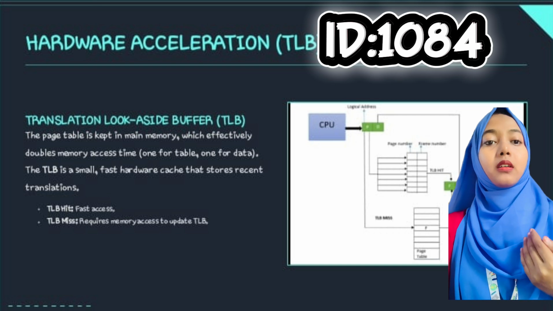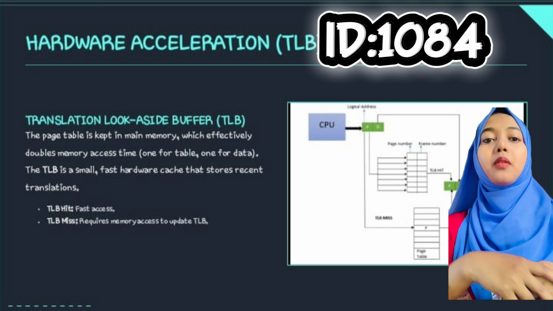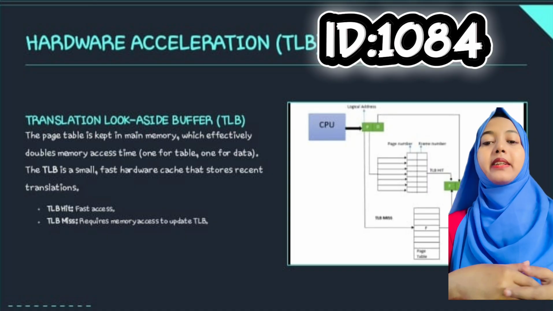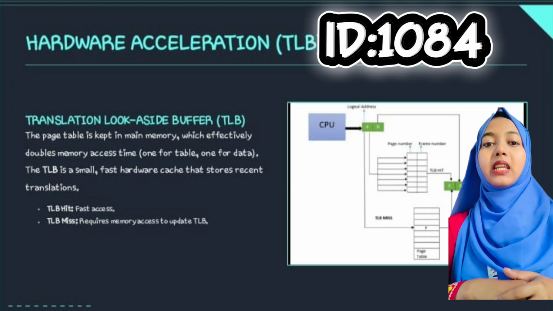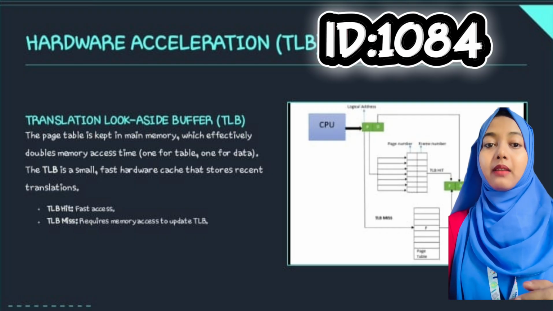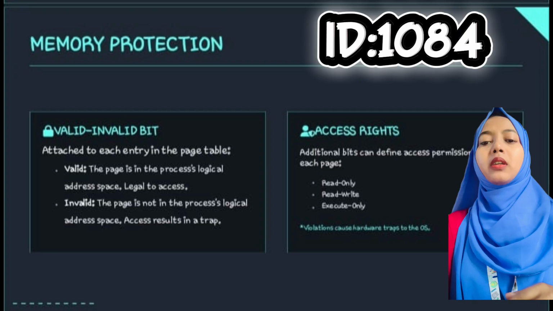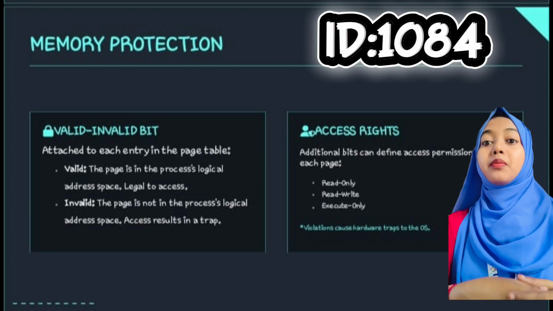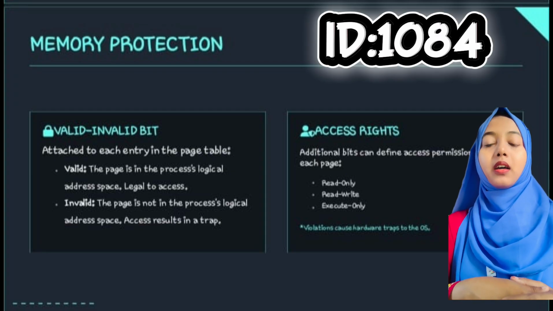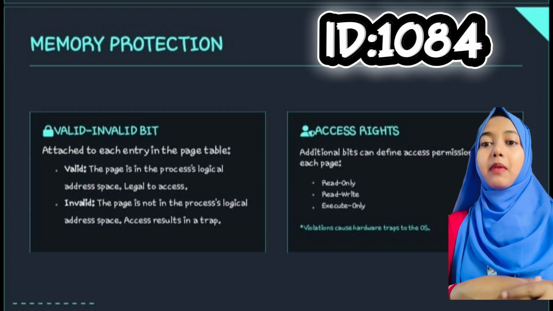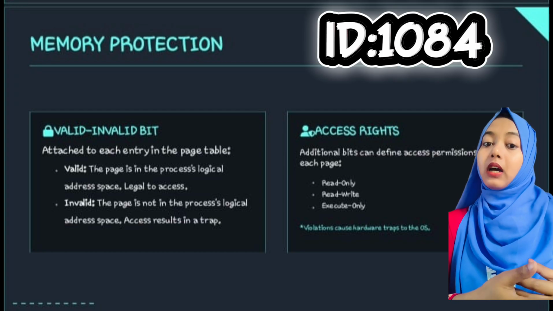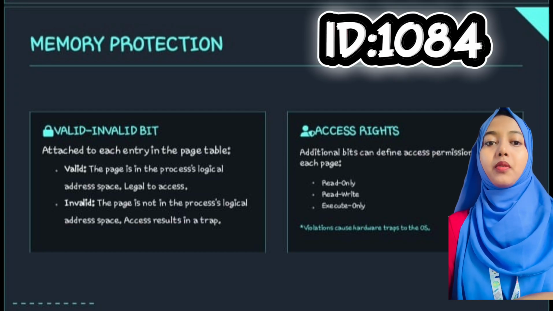To make it fast, we use a special cache table, the TLB. The TLB saves recent addresses. If the address is in the TLB, the CPU gets it quickly. This makes the computer very fast. And memory protection: paging also keeps memory safe. We use special protection bits, for example a valid-invalid bit, to check if the program is allowed to access the memory. They stop a program from crashing the computer.